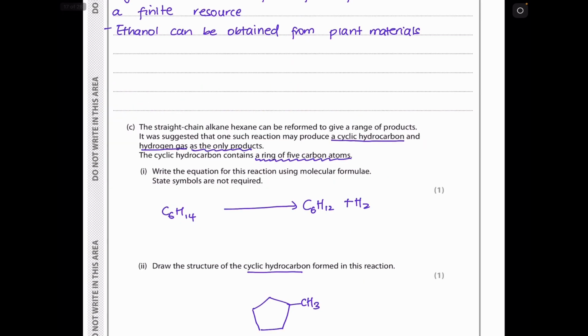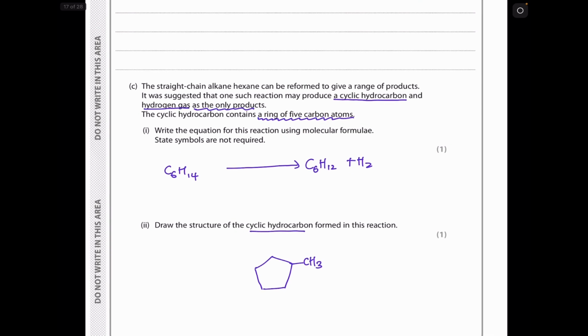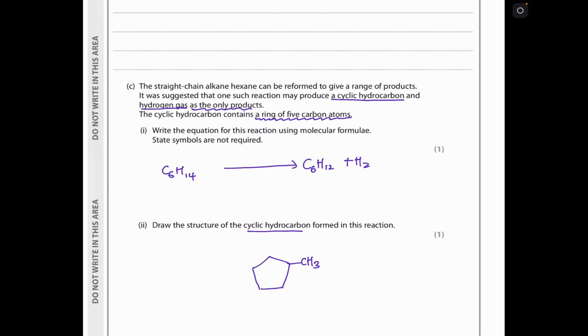In part C, the straight chain alkane hexane can be reformed to give a range of products. It was suggested that one such reaction may produce a cyclic hydrocarbon and hydrogen gas as the only products. The cyclic hydrocarbon contains a ring of 5 carbon atoms. Write the equation for this reaction using molecular formulae. State symbols are not required. So of course, C6H14. If we take away hydrogen as a molecule, we still get C6, but now we have 12 hydrogens plus H2.